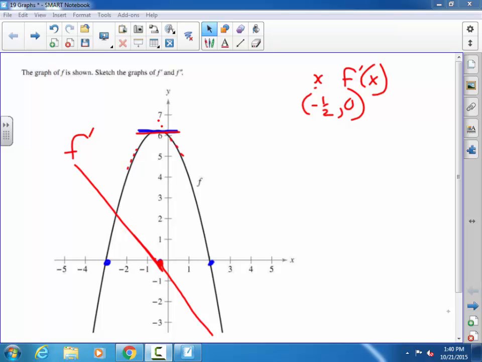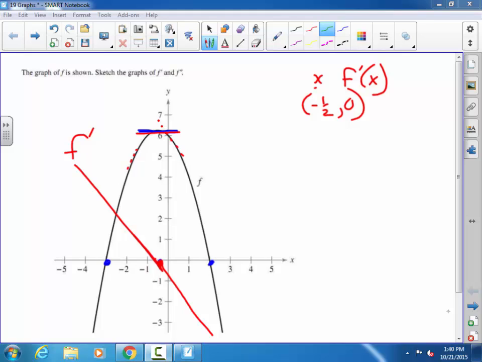Yes. This is position, what was given. Now we just found velocity. Very good. Now if you look at this red line, we're about to do the same thing again. Draw the derivative of this red line. So we're looking for the second derivative.